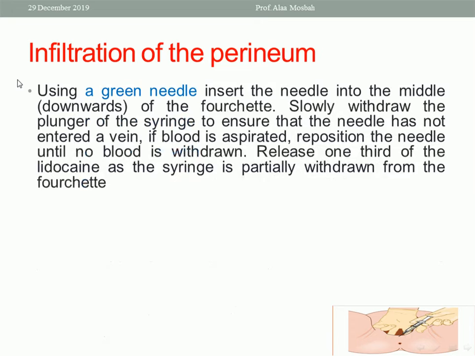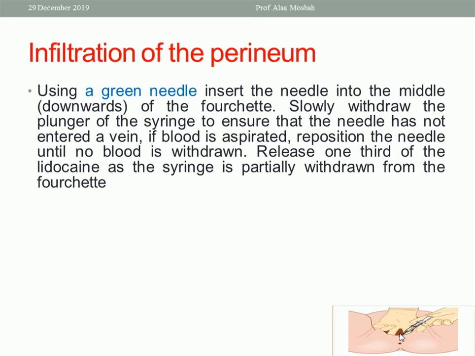Okay. Using a green needle, insert needle into the middle of the fourchette. Slowly withdraw the plunger of the syringe to ensure that the needle hasn't entered a vein. If blood is aspirated, reposition the needle until no blood is withdrawn. Release 1/3 of the lidocaine as the syringe is partially withdrawn from the fourchette. So we insert the needle in the fourchette here, then we withdraw to be sure that we are not inside the vein. Then withdraw the needle and release 1/3 of the content of the syringe.